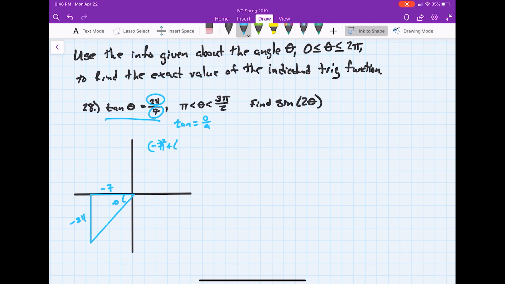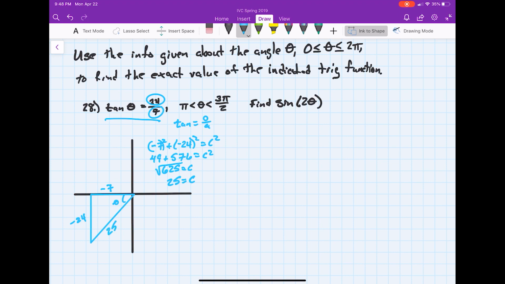So to find the other side, so we can find sine and cosine as well, we'll just use a squared plus b squared equals c squared. So this will be 49, and then this will be, what is this going to be? 576. And those added together are 625, which is equal to c squared. The square root of 625 is going to be 25. So our hypotenuse is 25. That all works out quite nicely. So put our 25 here.